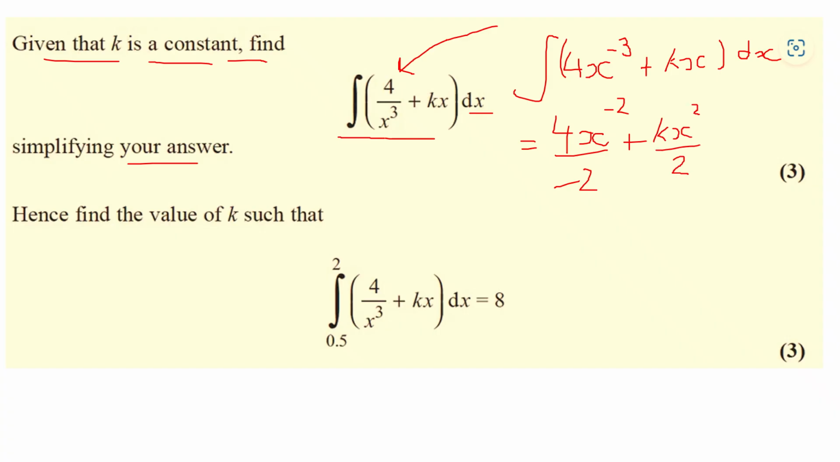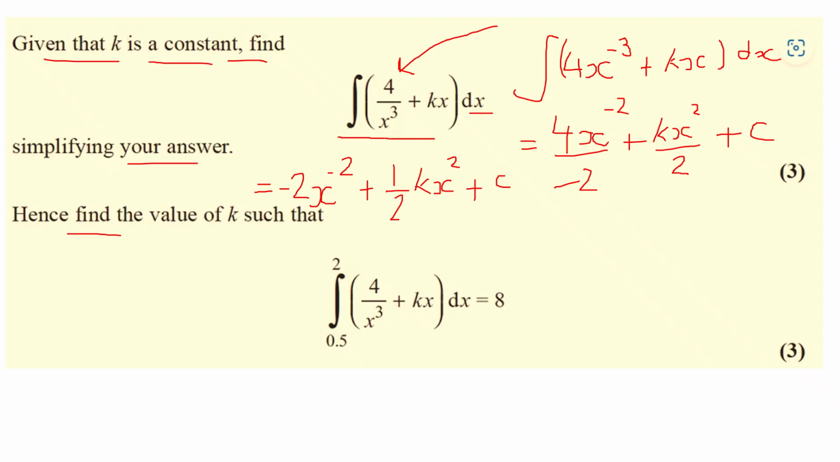And then don't forget your plus c, your constant of integration. Obviously when there are limits, there's no need for plus c, but when there are no limits, when it's an indefinite integral, put that plus c on. I'm now going to simplify this. So 4 over minus 2 makes minus 2, so minus 2x to the minus 2 plus a half kx squared, plus c as our answer.